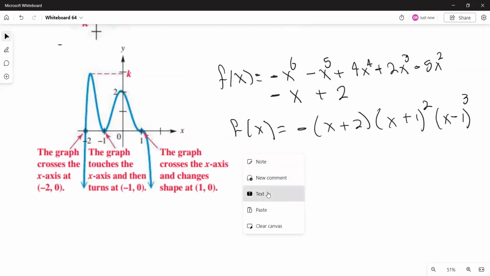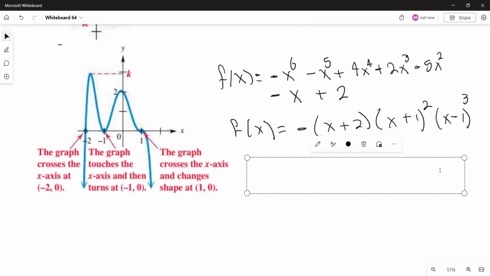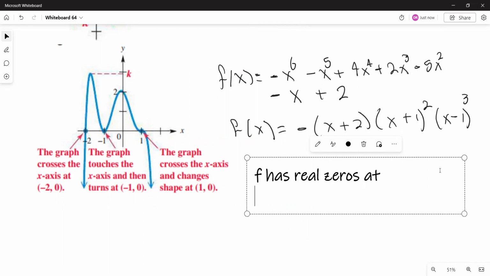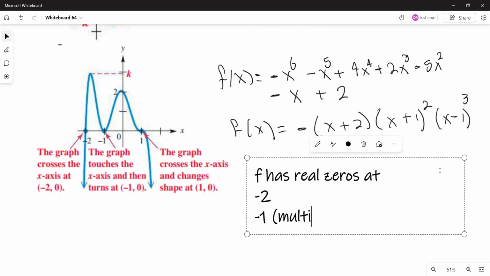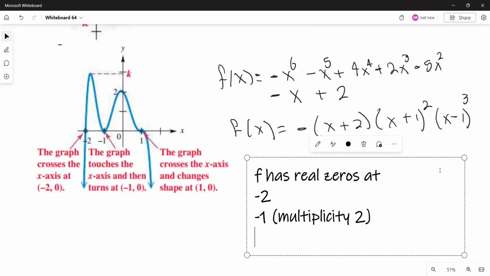Okay, so let's summarize that. This has 3 real zeros. So f has real zeros at -2, at -1, it has a zero of multiplicity 2, and at 1, it has a zero of multiplicity 3.